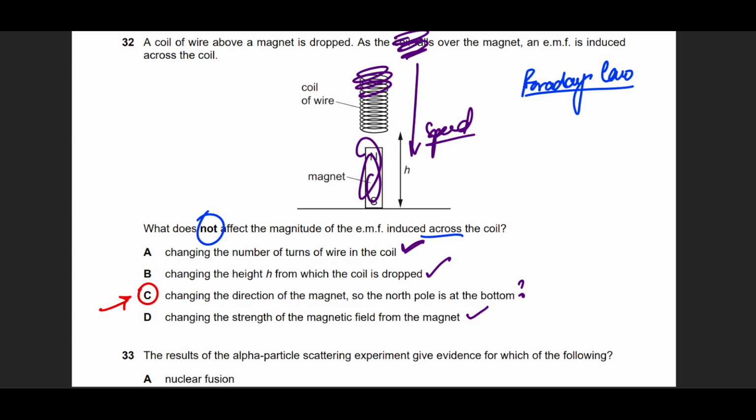This will not change it. Even if you put in a south pole or if you put in a north pole, it does not change. Of course, it will change the direction of the current in the coil, but that's not the question. The question is about the magnitude. Okay, the magnitude will not change.